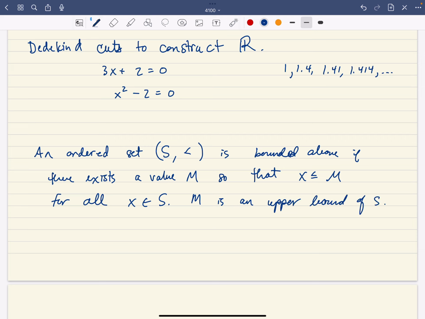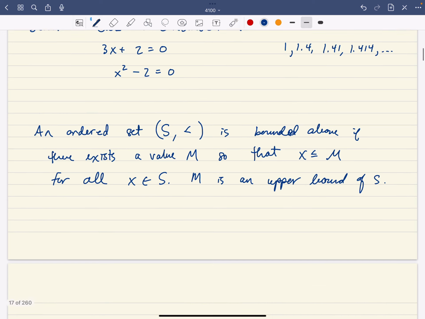And we might say S is bounded above by m. Now, bounded below is similar. I'm not going to write it out. A set is bounded below if there exists a value m so that x is greater than or equal to m for all x in S. And then in that case, we say m is a lower bound of S, or we would say S is bounded below by m. Okay, so I'm not going to bother to write that.